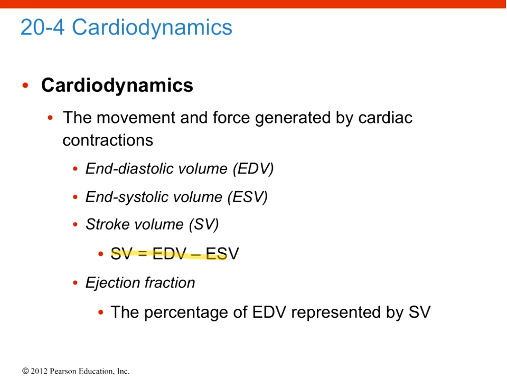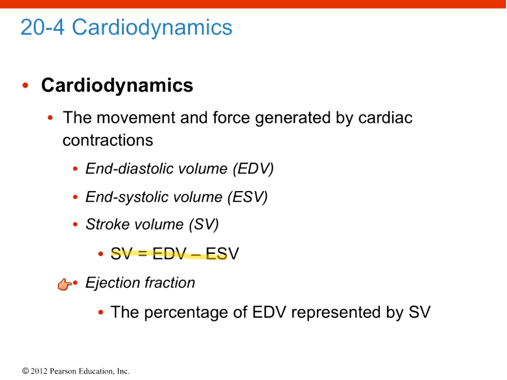So more on cardiodynamics, now that we understand the contraction and the relaxation, or systole and diastole cycle. The movement of force generated by the cardiac contractions: we've talked about the end diastolic volume as well as the end systolic volume. Remember, the end diastolic volume is the maximum blood that's in the ventricles. The end systolic volume is the blood that's left over in the ventricles after they have contracted. And then you have your stroke volume, the amount of blood that's been ejected from the ventricles.